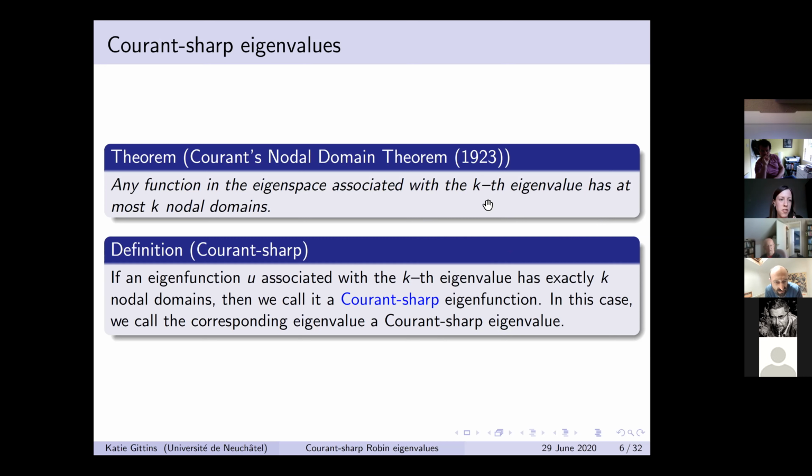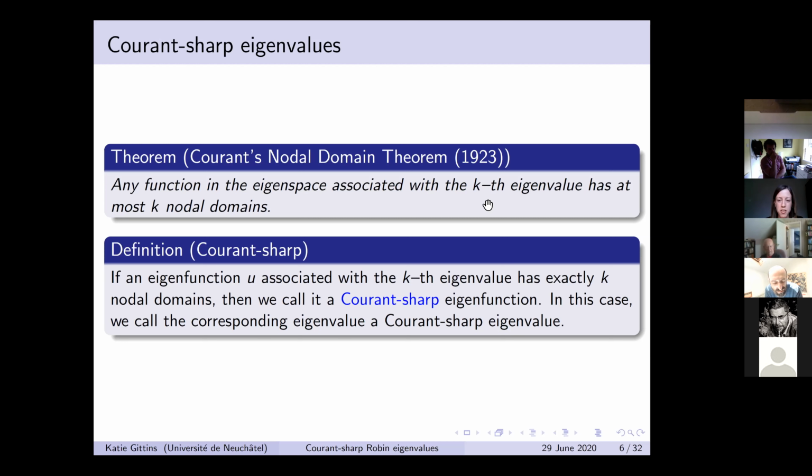But then what happens for the higher ones? As I said already, for the square, there is a whole sequence of eigenfunctions with only 2 nodal domains. So we know that it's not always Courant-sharp. And so we'll be interested in for which k do we have a Courant-sharp eigenfunction and eigenvalue.